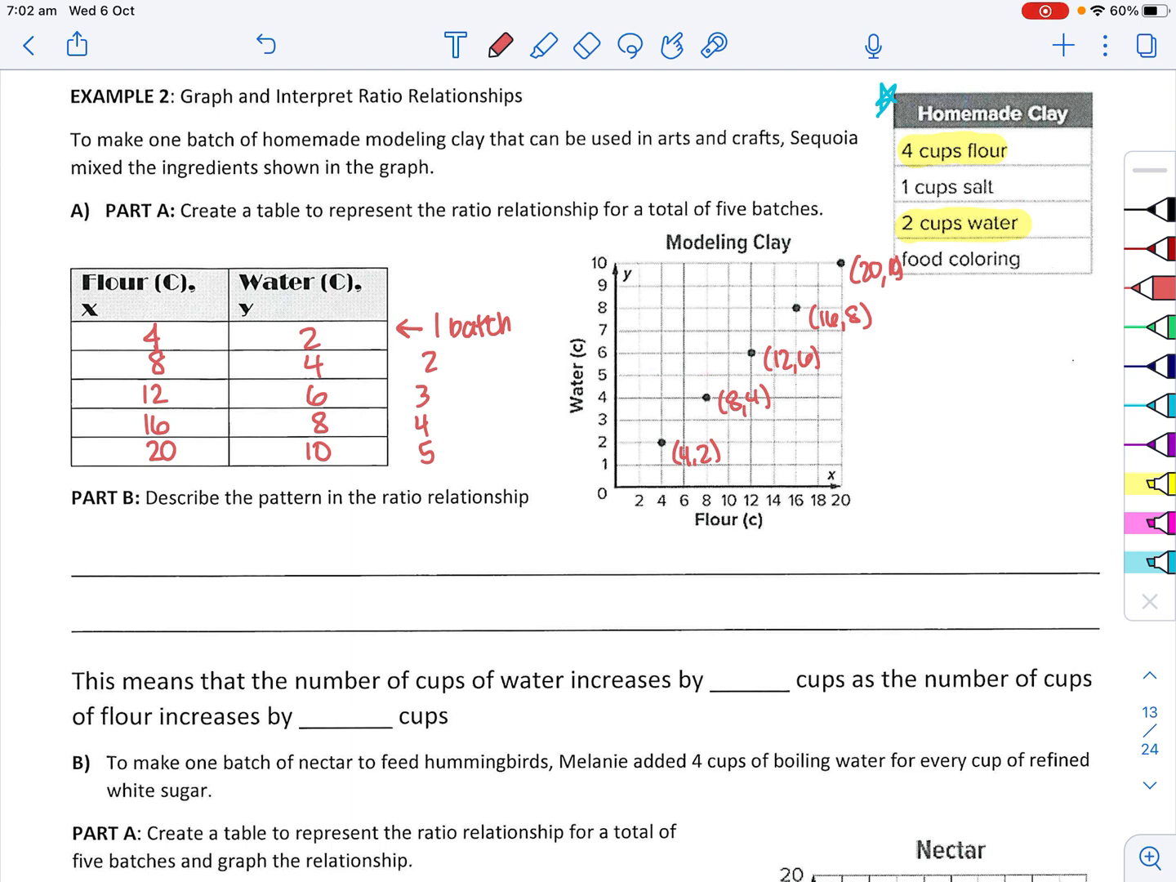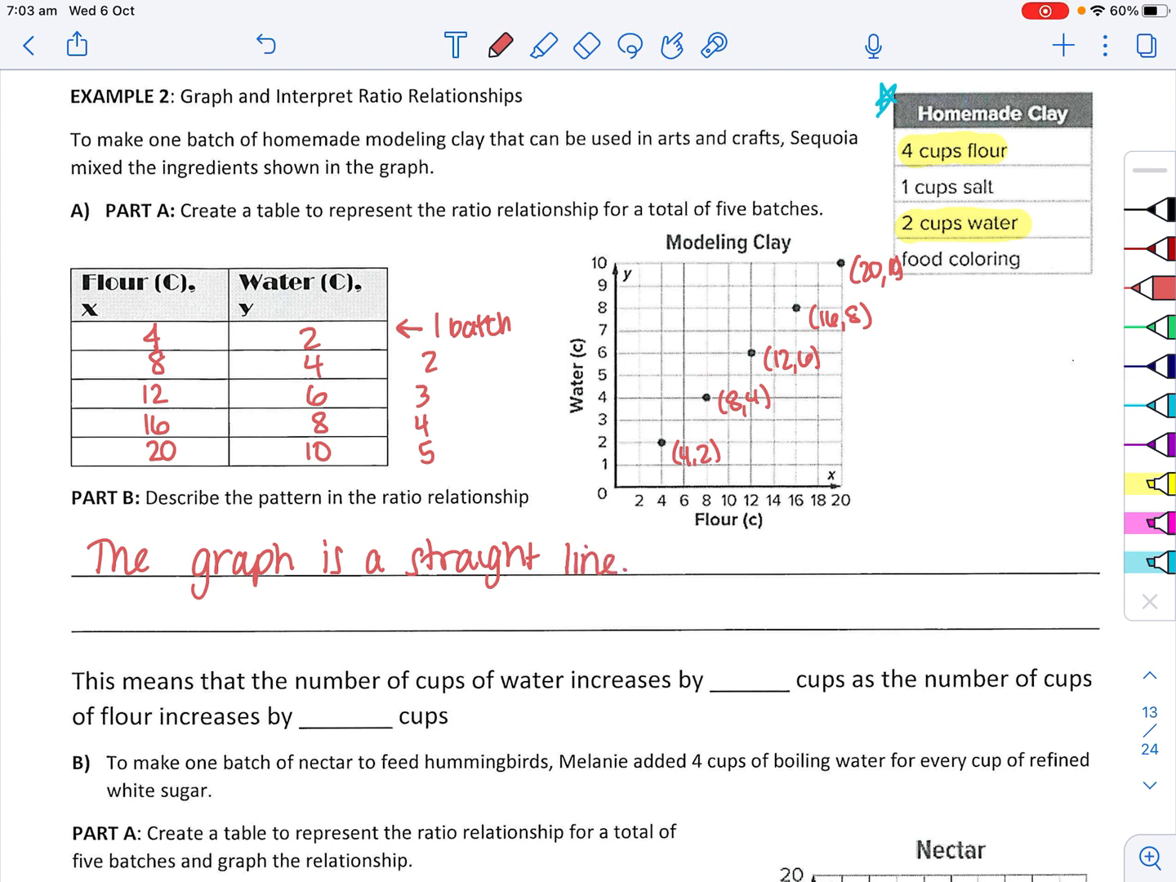And now we're going to describe the pattern in the ratio relationship. The first thing we're going to describe is what the graph looks like. So we're going to say the graph is a straight line, because I can see on the graph that it is a straight line.